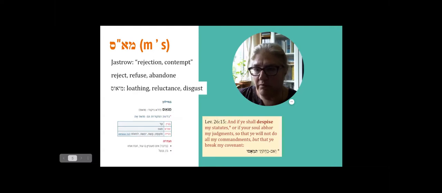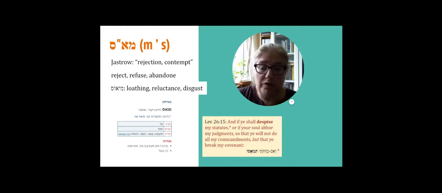The word ma'as in Hebrew is translated as rejection, contempt in Jastrow, aversion, kal, or reject, refuse, etc. in Koehler and Baumgartner, and ti'uv, iratzon, loathing and reluctance in the Hebrew Historical Dictionary project of the Academy of the Hebrew Language. But we also find the translation abandon.